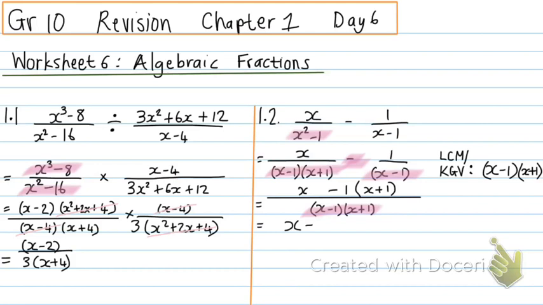Now I'm multiplying this in with this negative 1. So it's going to be minus x minus 1. And on the bottom, x minus 1, x plus 1. Those two x's on top can subtract. So it's going to be only negative 1, and below the line, x minus 1, x plus 1.